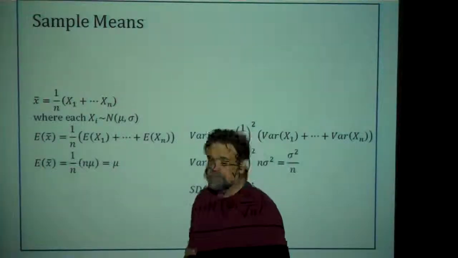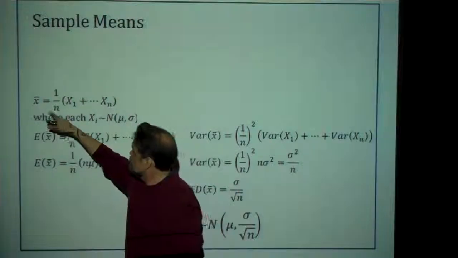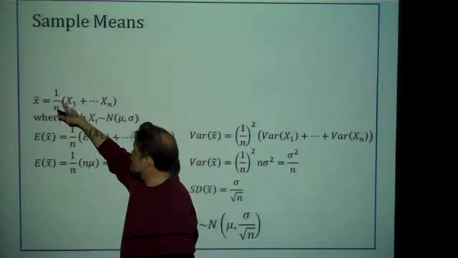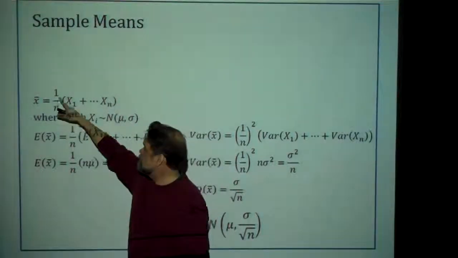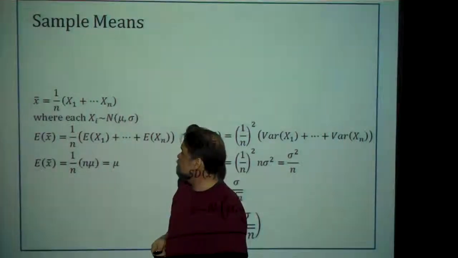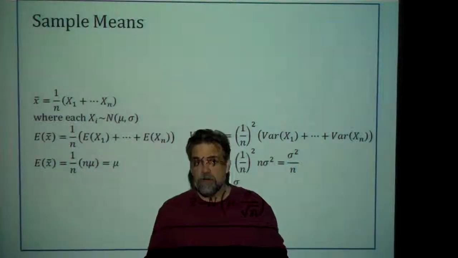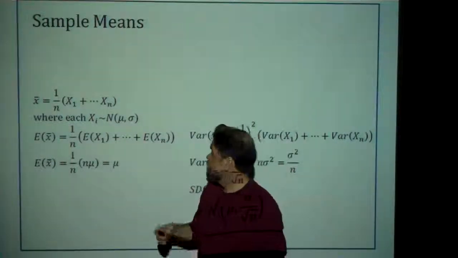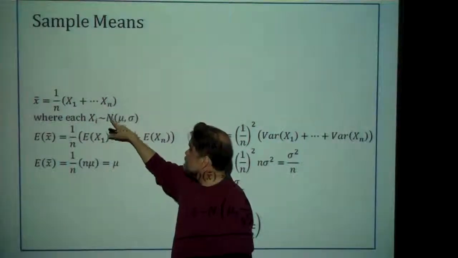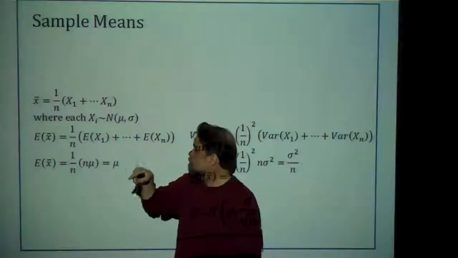Okay, so your sample means. What is X bar? X bar is the average of all of our X's. So I take 1 over N, and I multiply that times the sum of all my X's, okay? Where each X, right now, I'm gonna assume that my X's are normally distributed, okay? So each one of these X's is gonna be normally distributed with a mean of mu, and a standard deviation of sigma, okay?